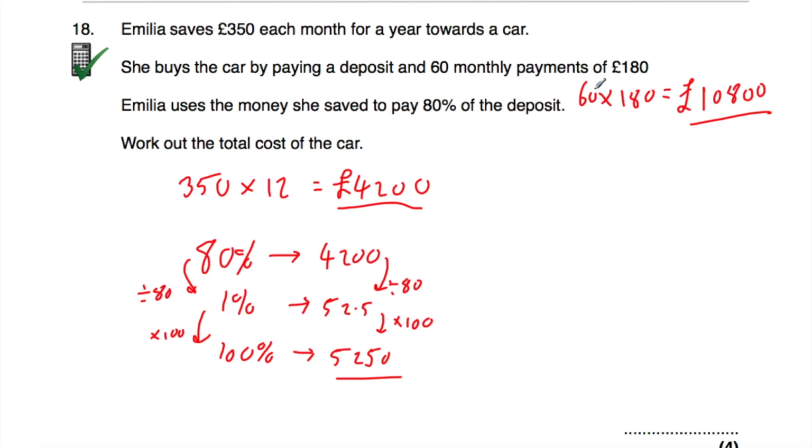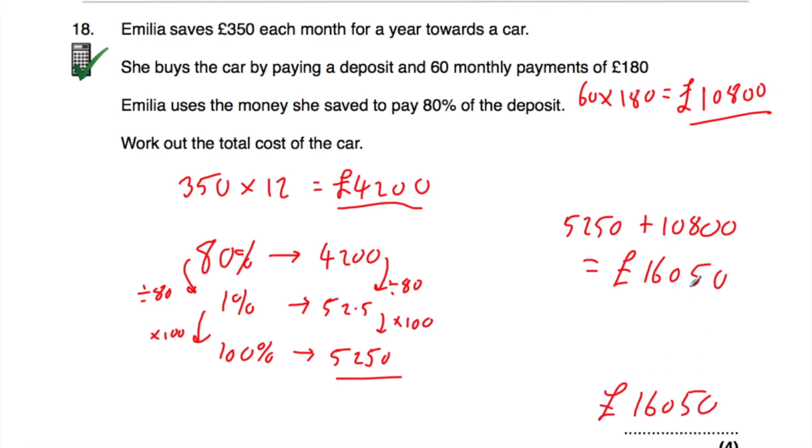Now she pays the deposit and 60 monthly payments, so she pays this as well. In total, the 60 monthly payments of £180. So if we do 5,250 plus £10,800, that's equal to the total price of the car. So if we add those, what do we get? We get that's equal to £16,050. So the total price of the car is £16,050, and that's it.